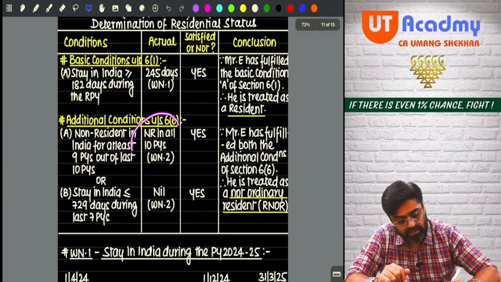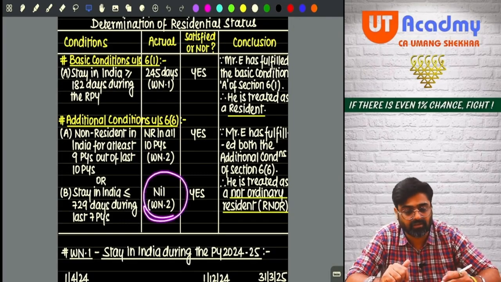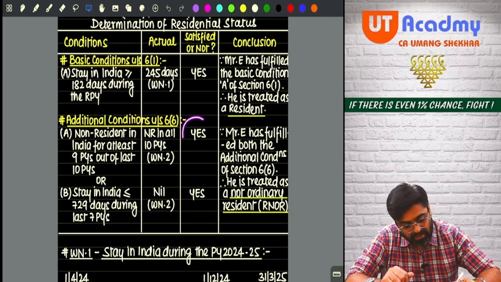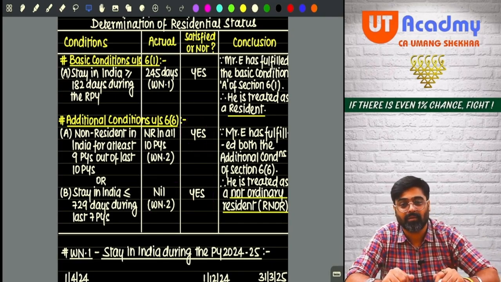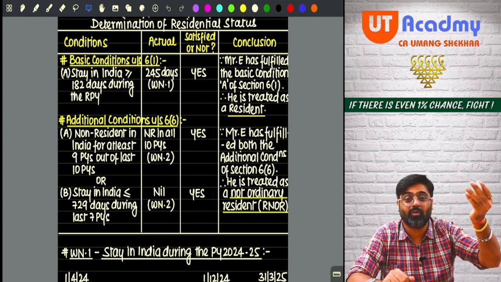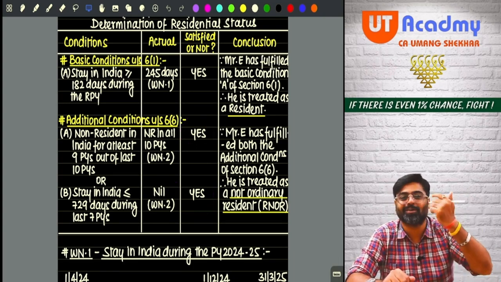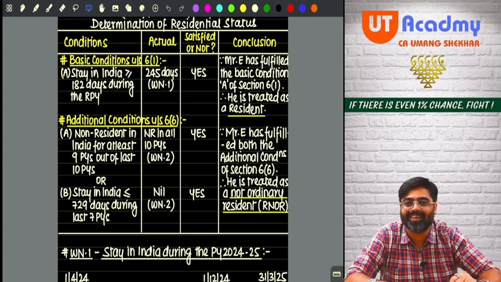Additional condition: in the last 10 years, all the 10 years he is a non-resident. In the last 7 years, his stay is nil only. So additional condition A as well as additional condition B, both are satisfied. He has to satisfy only one to become RNOR. He is satisfying both. So definitely double RNOR. Getting my point?